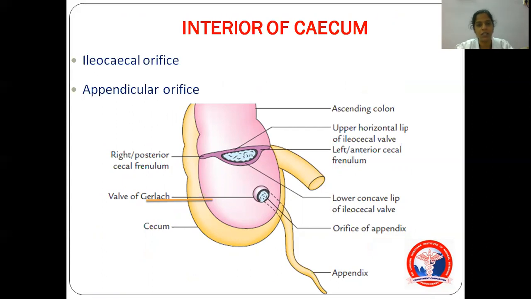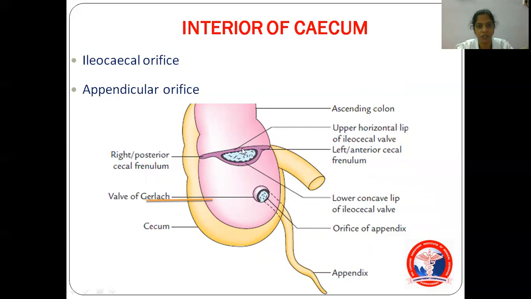What is seen inside the cecum? When you cut open the cecum, inside you can see two openings. They are also called orifices. One is the ileocecal orifice, another one is the appendicular orifice. Here you can see this upper one, that is the ileocecal orifice. It is nothing but the ileum opening into the cecum. So the contents of the ileum enter into the cecum through this orifice.